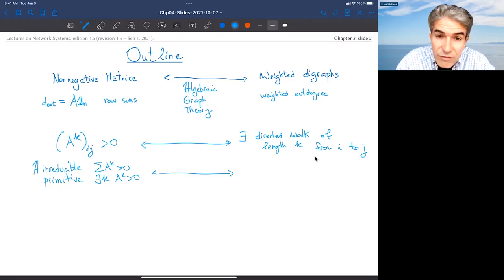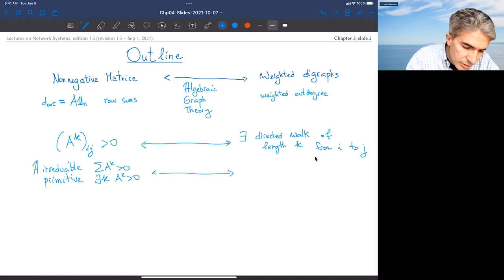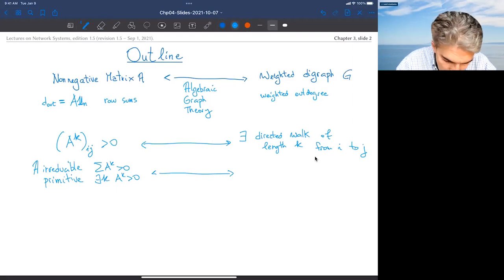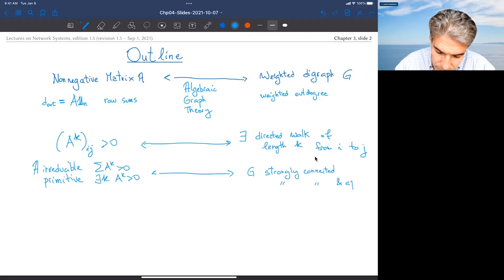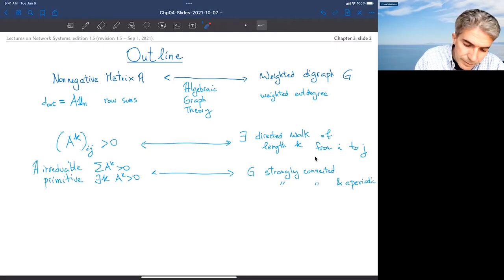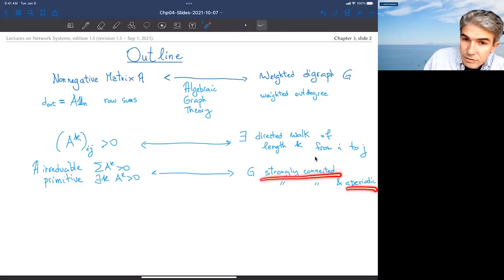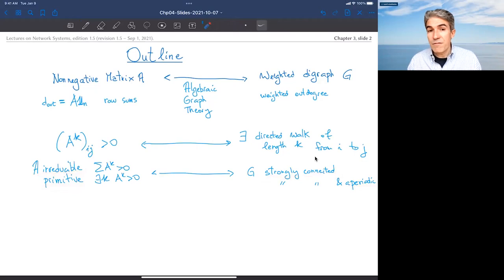And the first property is that the graph is strongly connected. So let's say that I have a non-negative matrix A, and I have a weighted digraph G. Then these properties are that G is strongly connected. That was for the property of irreducibility. The second property of primitivity corresponds to the fact that the graph is strongly connected and aperiodic. Now, these concepts of irreducibility and primitivity were inside the Perron-Frobenius theory. And these concepts of being strongly connected and aperiodic, these were in chapter 3 in the graph theory. So now we're seeing how they very nicely fit together.